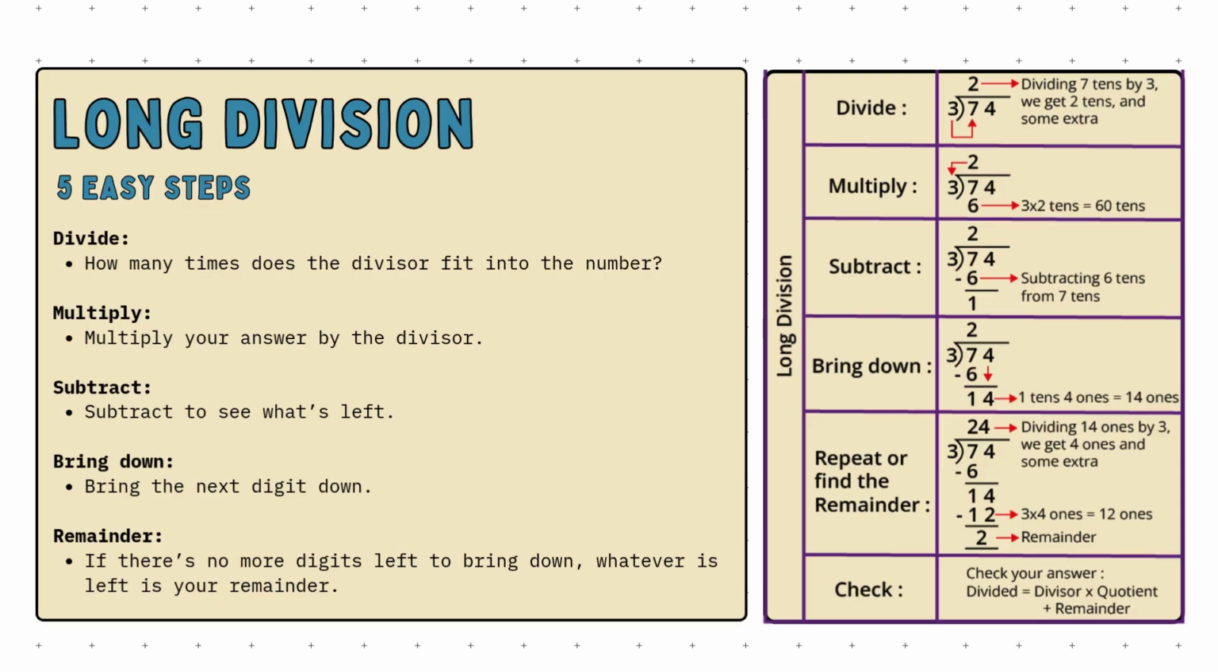0 divided by any number, now this one is okay. If you divide 0 by any number, the answer is always 0. For example, 0 divided by 25 equals 0.